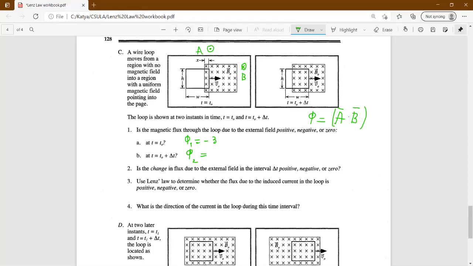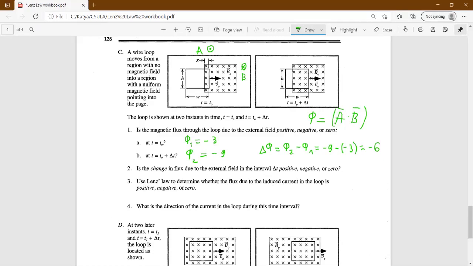We have more crosses, right? 1, 2, 3, 4, 5, 6, 7, 8, 9 crosses. So it's -9. What is going to be the change of the flux? The change is final flux minus initial flux. So it's -9 minus -3. And in my case, it's going to be what? -6. So the change is negative.